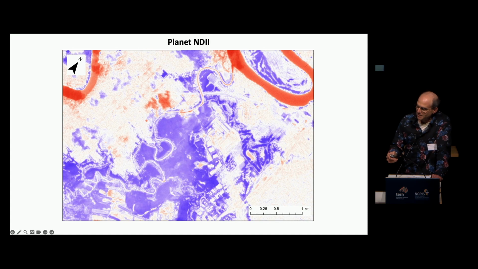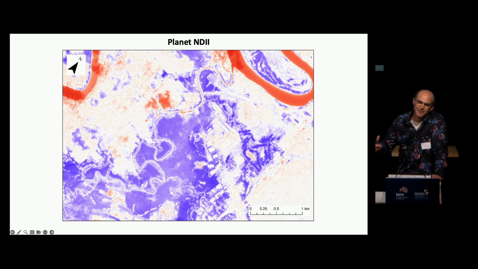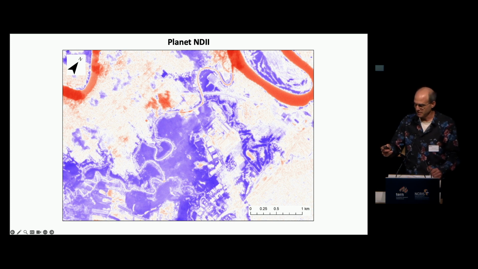And the index itself, I colored it in blue. We can see the newly flooded areas in blue here, and the red, these are previous water bodies which are now covered by sediment-laden waters. So it also differentiates nicely between two types of flooded areas.